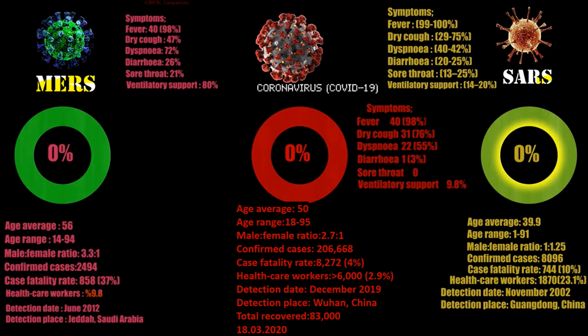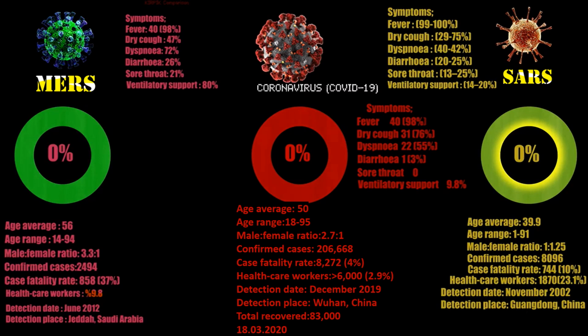Here we're talking about the SARS virus, which emerged in November 2002, late 2002, beginning of 2003 in China, and the average age was around 40 years. The male to female ratio was 1 to 1.25, more in the females. There were 8,096 confirmed cases. Mortality rate of 10% was seen in 744 persons, and the infection was high among the healthcare workers. We're talking about 23%.